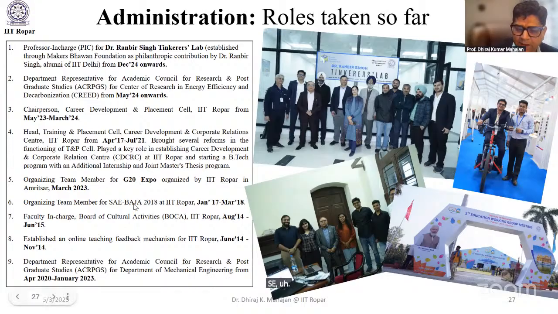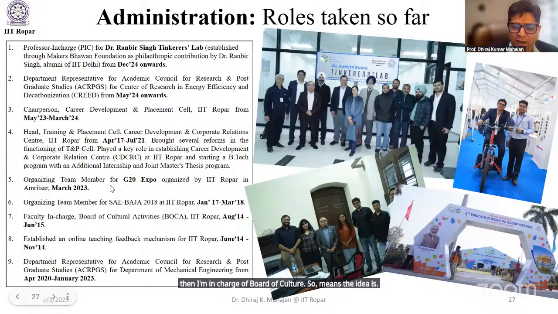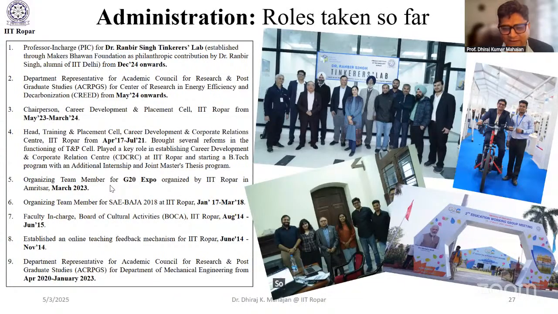SAE Baja event was done in IIT Ropar. I was part of that. Then I'm in charge of the board of culture. So the idea here is that you have to be available. You have to contribute to your institute's growth also. This is again joyful work if it is done in a balanced way.